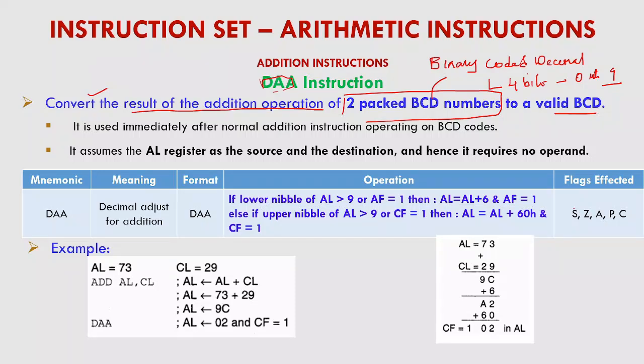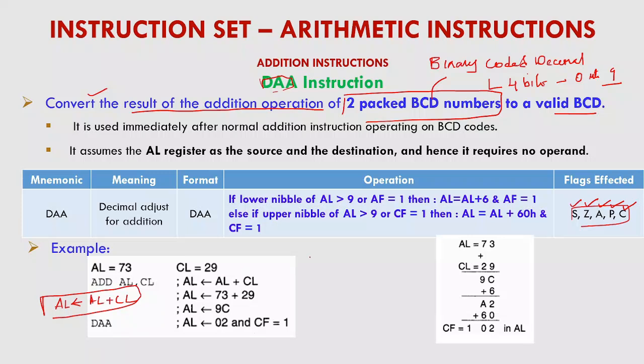These flags will be updated: sign flag, zero flag, auxiliary carry flag, parity flag and carry flag. These are the flags affected. Let me see one example in detail. This DAA instruction is used after your regular addition instruction, ADD AL, CL. We know that AL equals AL plus CL. This is what this instruction is doing.